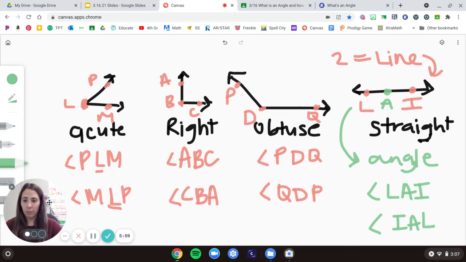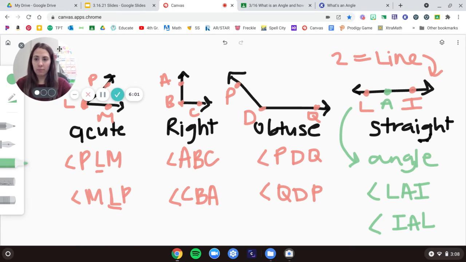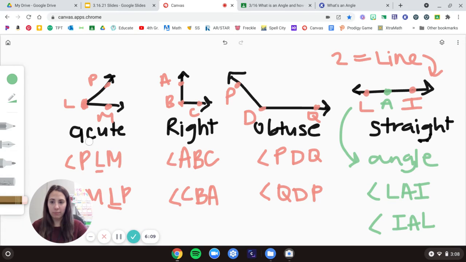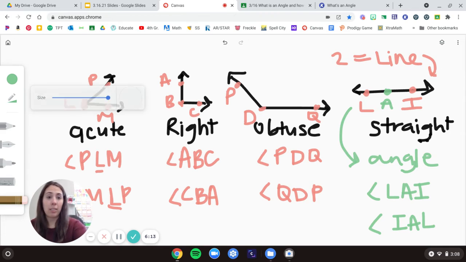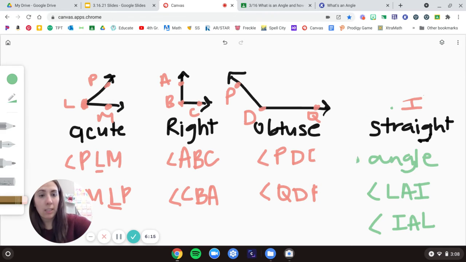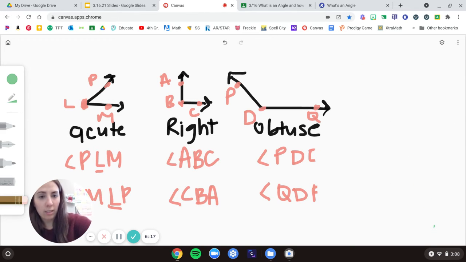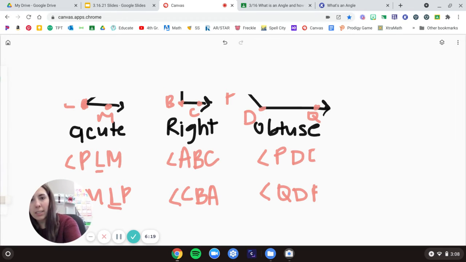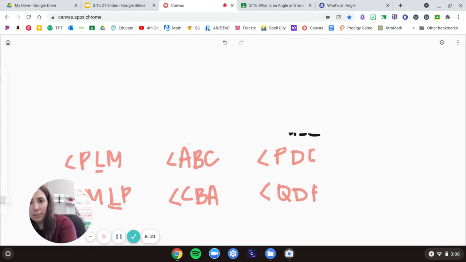Make sure, I'm going to go like this for a second. Make sure when you're naming, oh goodness, it's just constantly in the way. All right, let's try this again. When you're naming angles, let me just get my board erased here. Sorry, friends.